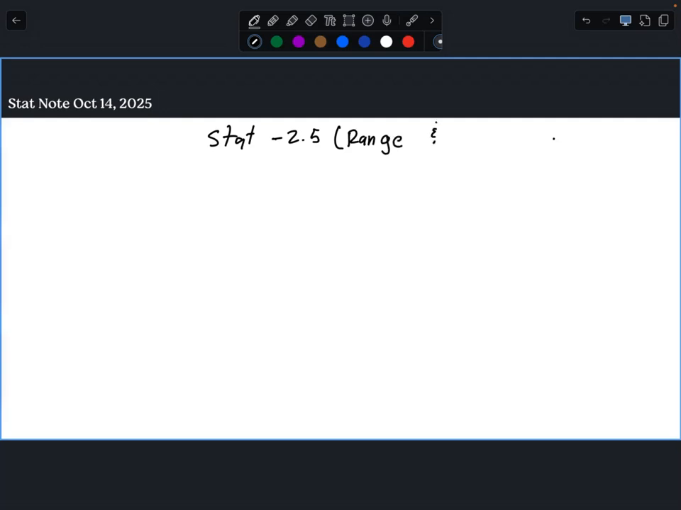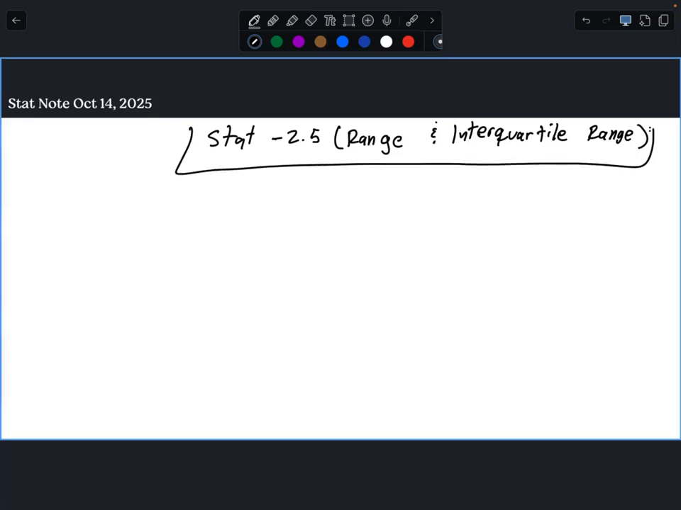Range and interquartile range. I don't know why it's. I think I just need to switch out the tip. So, interquartile range. So that's what we're having. I gotta switch out the tip, but I can't do it now. Well, that too.